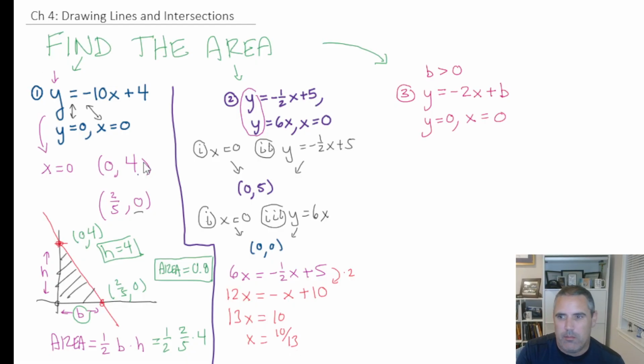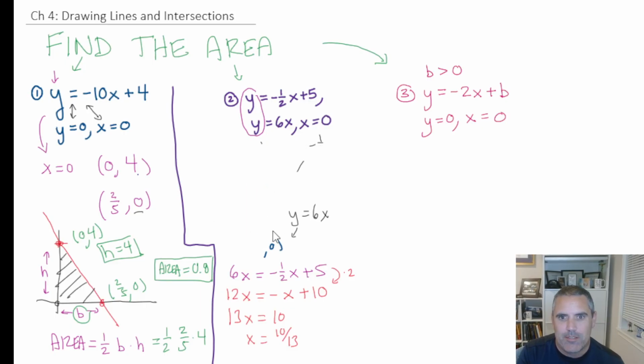At that moment, I feel like I'm ready to graph it. So let's do it. 0, 5. I think I'm going to erase this. You know that part. 0, 5, 0, 0, and this point we just found.